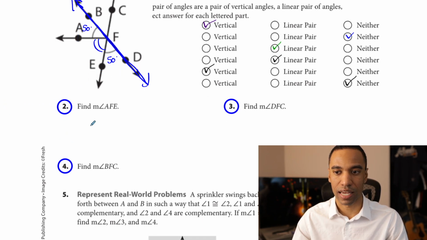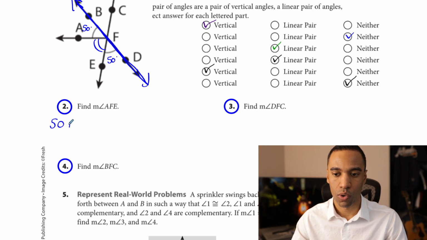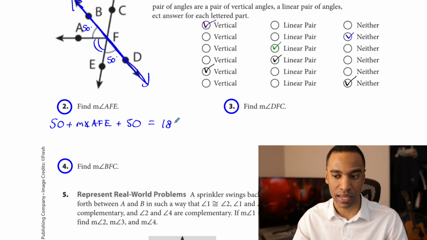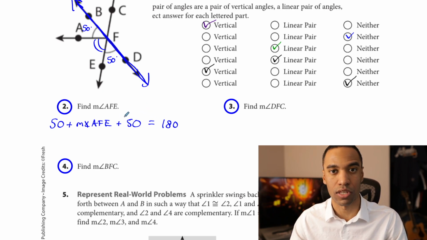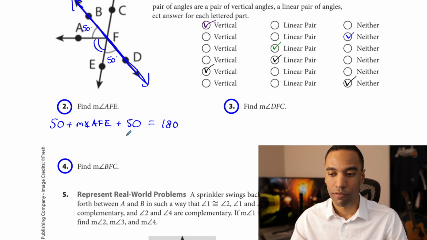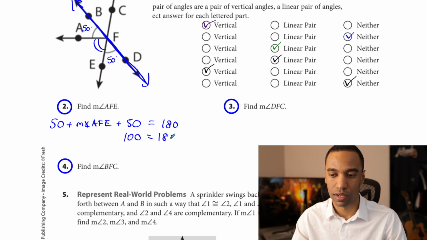So I could do something like this. I could say if I had 50 degrees with the unknown measure of angle AFE and the other 50 degrees, total that's a linear trio that adds to 180. It's not a linear pair. That doesn't mean that they don't add to 180. 50 plus 50 is 100.